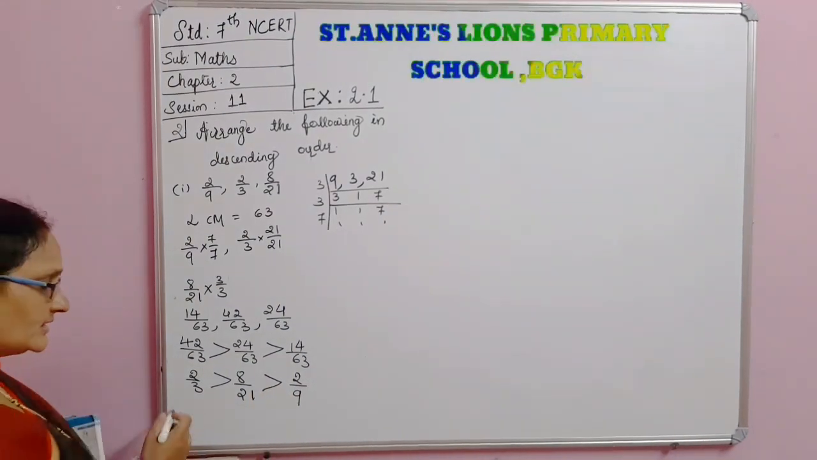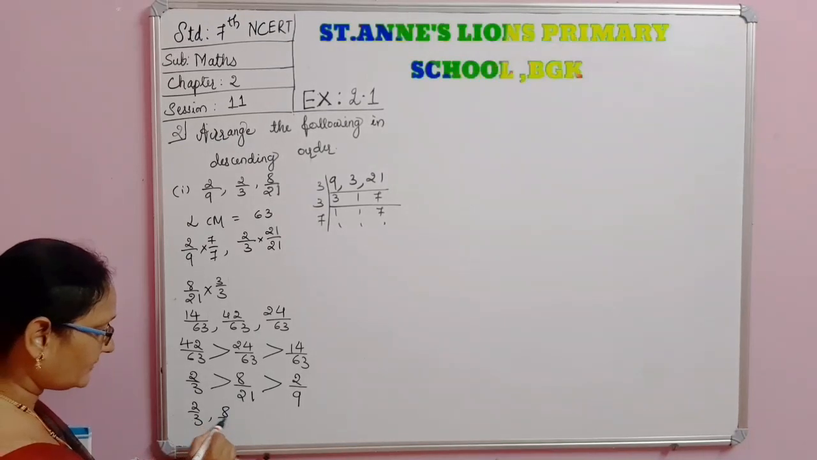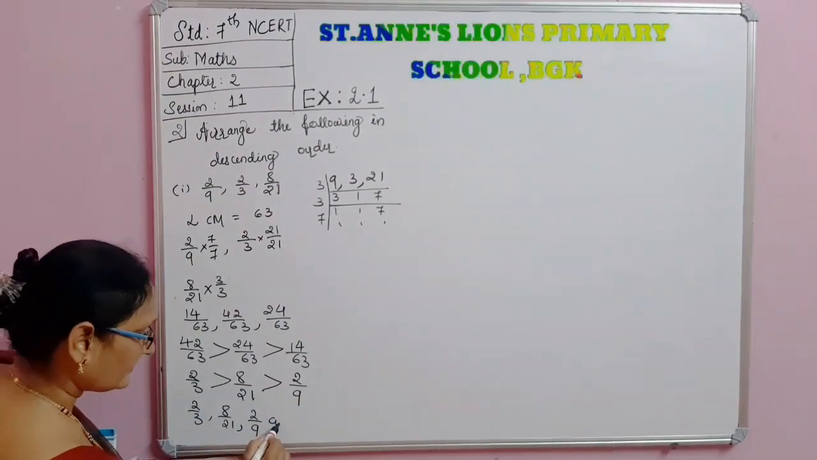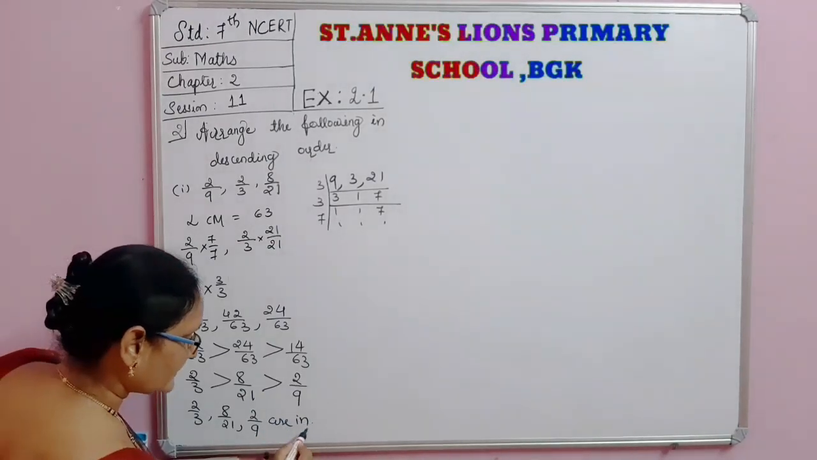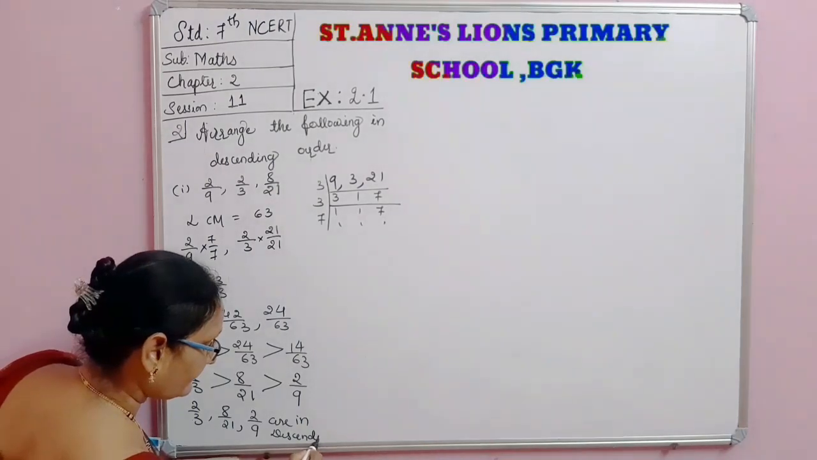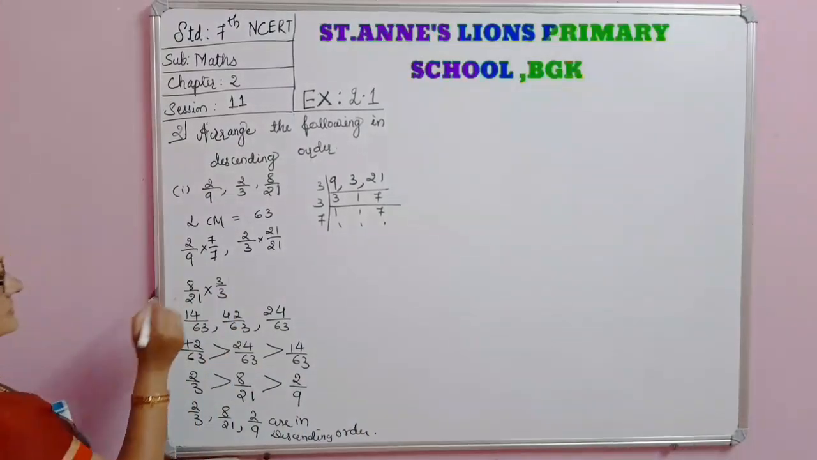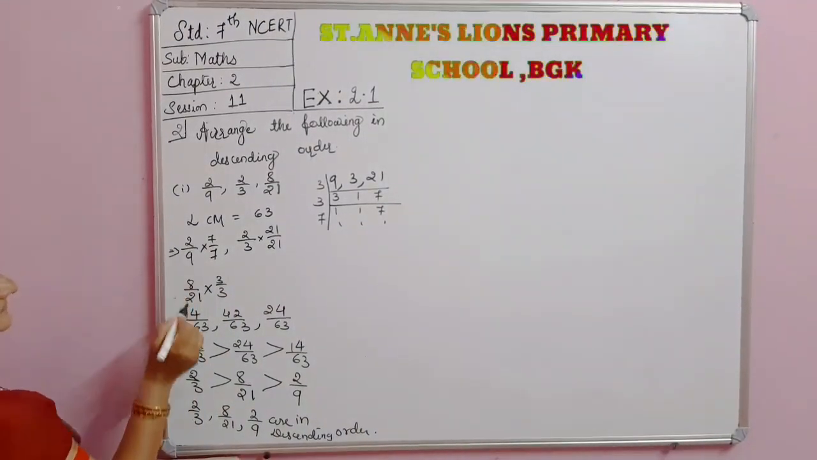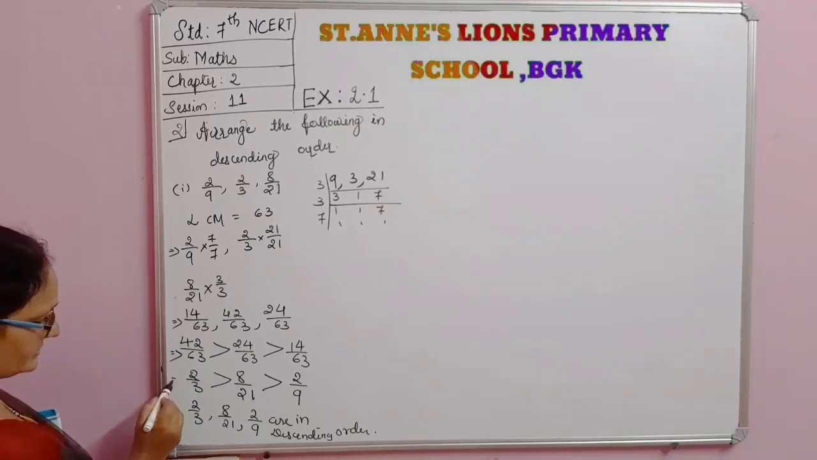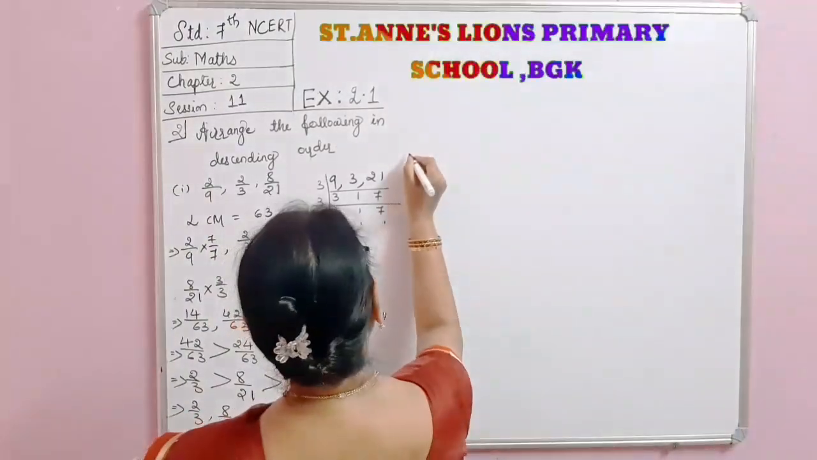Okay. This is what descending order. So 2 by 3, 8 by 21, 2 by 9 are in descending order. So this is the method. The same way, the second one I do.